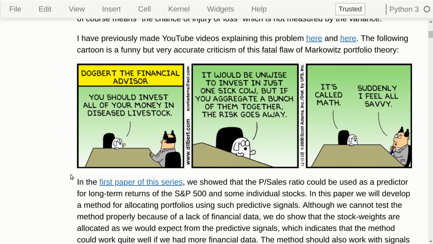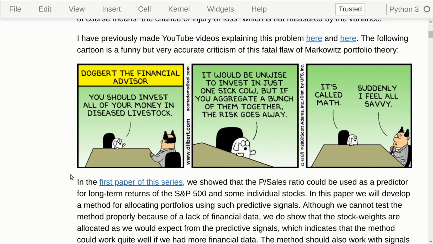Okay? So the cartoon says you should invest all of your money in diseased livestock. It would be unwise to invest it in just one sick cow, but if you aggregate a bunch of them together, the risk goes away. It's called math. And Markowitz actually won a Nobel Prize for that crappy theory that he made, which is basically just a form of multi-objective optimization. But again, variance does not measure risk. Get it through your head.